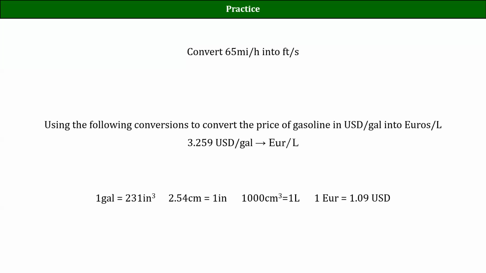So 3.259 divided by 1.09 divided by 231 divided by 2.54 cubed times 1,000. Don't put the 3 in also. No, you're not going to cube the 231 because the inches are cubed already. I got approximately 0.789, so 0.790.